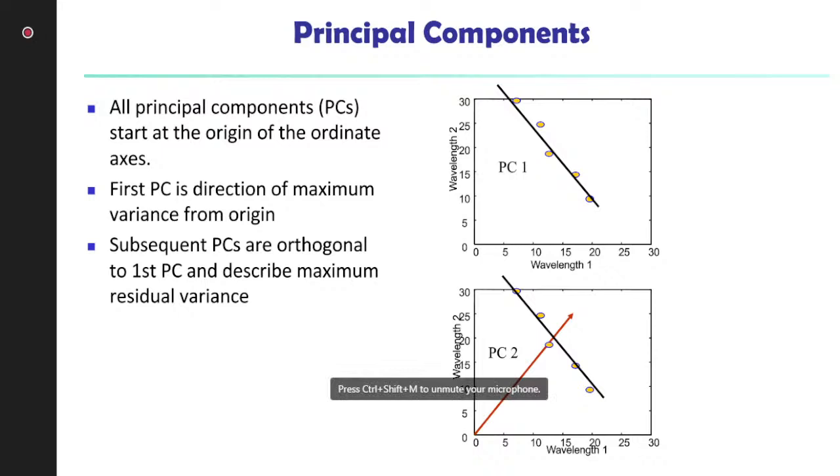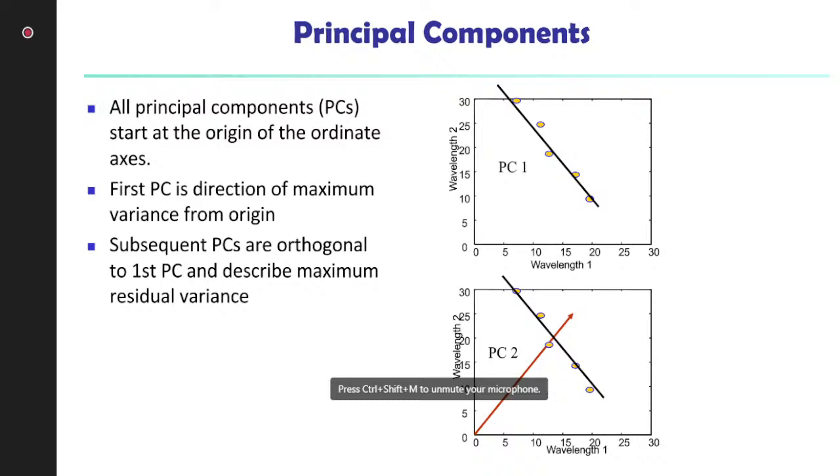Then the second principal component is supposed to be at 90 degrees, or orthogonal, to the first one. So it is completely separable from the previous one, and it must be covering something new. All principal components start at the origin of the axis, and the first PC is the direction of maximum variance, and subsequent principal components have the other variance. So the first principal component covers the maximum information about the data, then the next one, then the next one, and it goes like this.